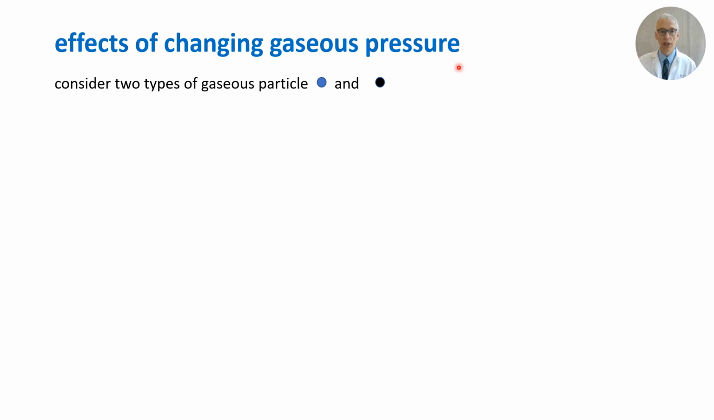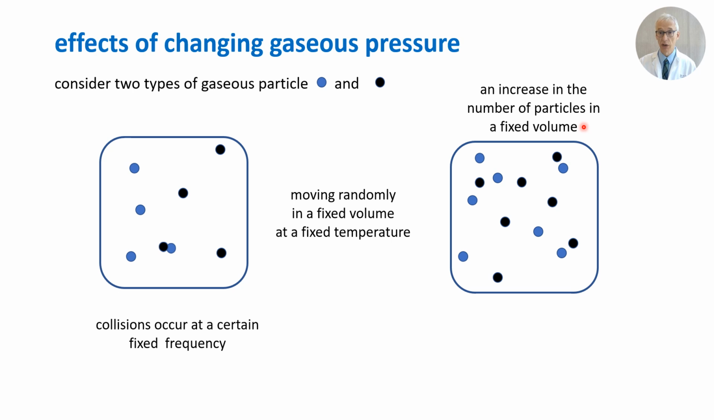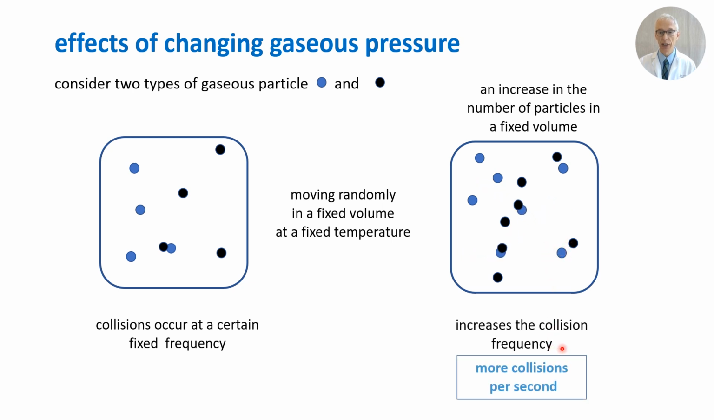So if we now consider the effects of changing gaseous pressure on rate of reaction, well, we'll start with blue and black particles as with concentration. They're moving randomly in a fixed volume at a fixed temperature. There is a fixed rate of collision, a fixed number of collisions per second. If we increase the number of particles in that volume, more blue and more black, then we will get more collisions per second. That is, there's an increase in the collision frequency.